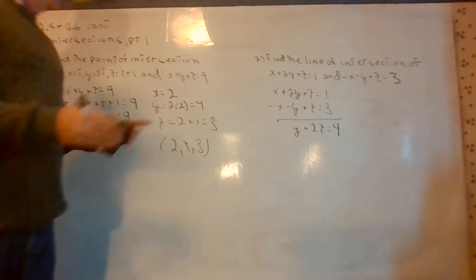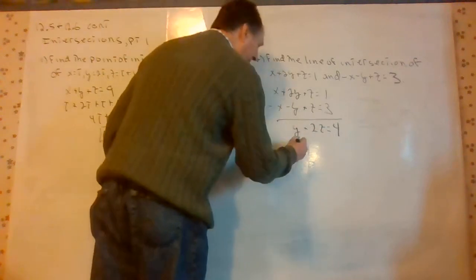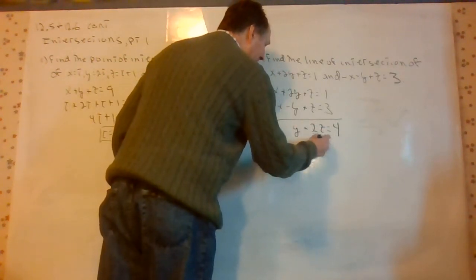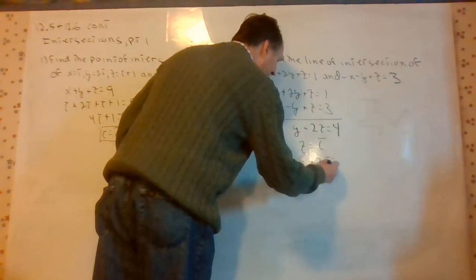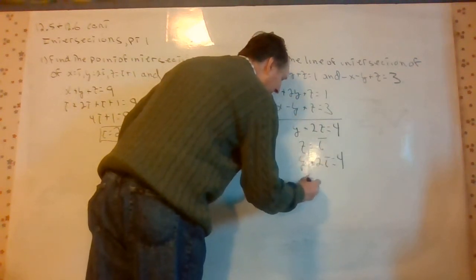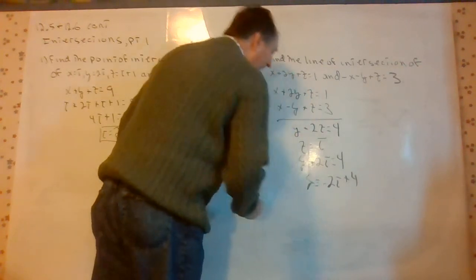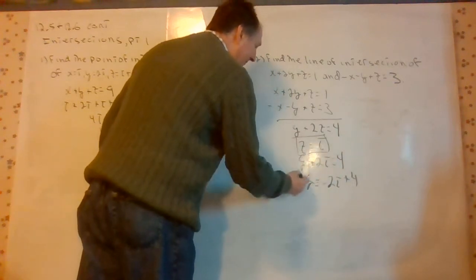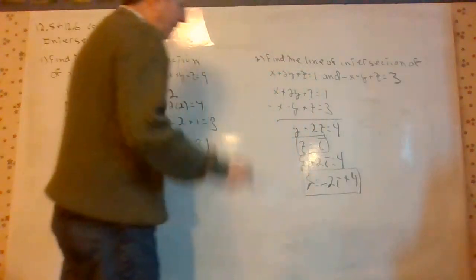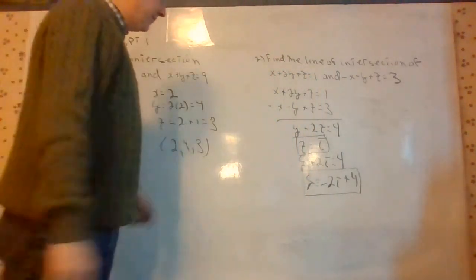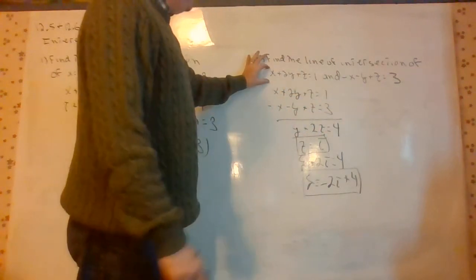Now we're going to parameterize one variable. In this case, we're going to parameterize z because it's easiest. So we're going to let z equal t. Substitute y plus 2t equals 4. Y equals negative 2t plus 4. Okay, so far we have 2/3 of our solution. How do we find the last one? Well, you can substitute into either one of these plane equations. Probably easiest to do this.